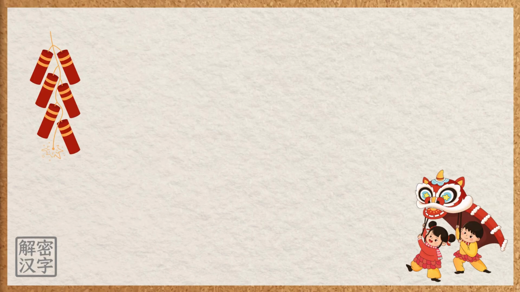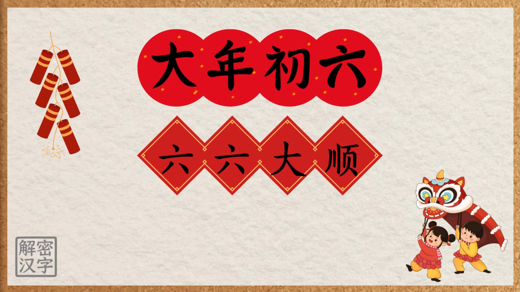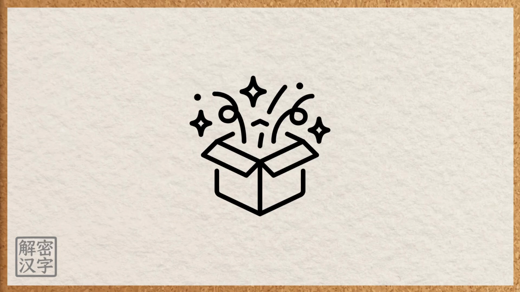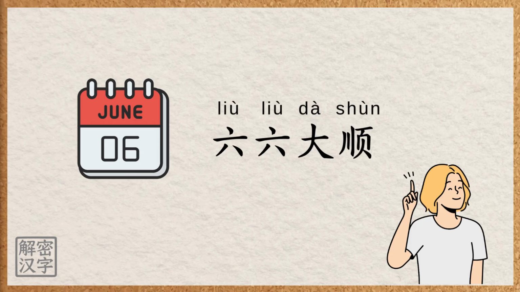In Chinese culture, the 6th day of the Lunar New Year is seen as a lucky day. Friends and family greet each other with 六六大顺, a blessing for a year full of smooth sailing. And if you want to surprise a Chinese friend, you can also say this on June 6th, 六六大顺. It's simple, meaningful, and feels like a warm little gift.